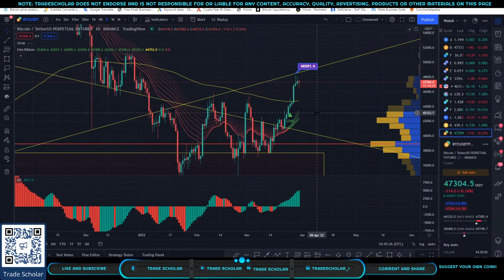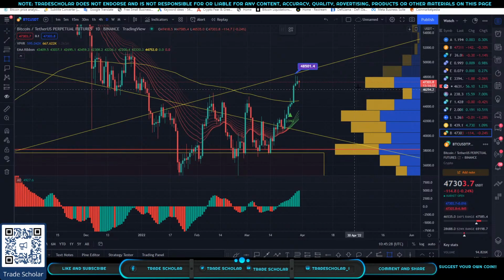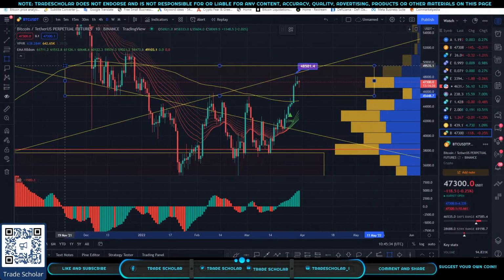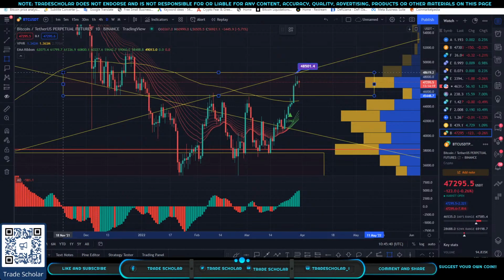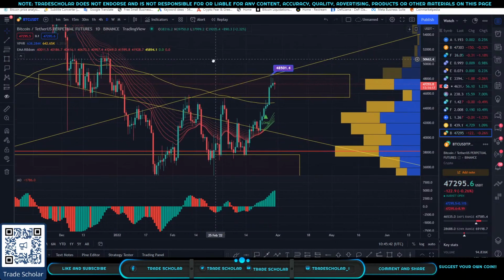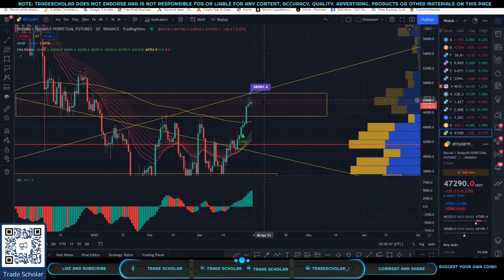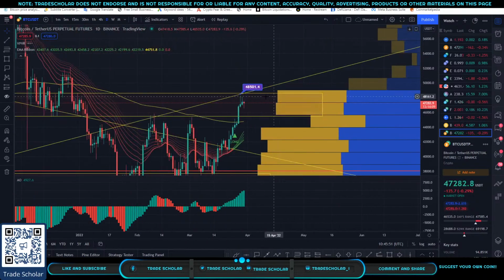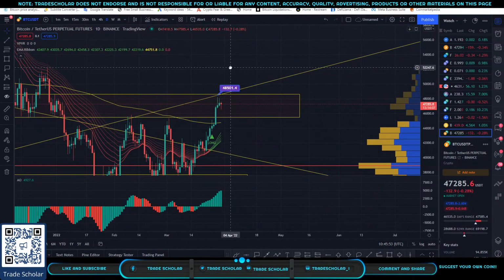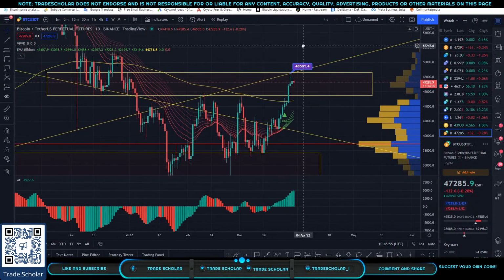Okay, and right here, where is the zone? The supply zone. Actually, the supply zone started here. Okay, this is a supply zone. We got a rejection, rejection, rejection. We break out now. We are gonna try to hold this area right here, okay? But if we don't hold this, then we're gonna continue to go down.